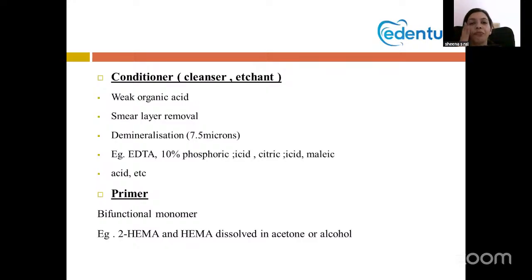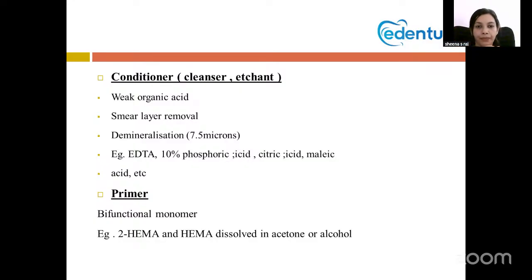Primer means we know the composite is actually hydrophobic in nature, like it hates water. But our tooth is what? Hydrophilic, because it contains water. So these are two opposite characters which are coming together. In between there should be something which holds the tooth and the composite together. That is primer. So primer is a bifunctional monomer. Means I am the primer, I have both the character of hydrophilic and hydrophobic. So the hydrophobic part goes and attaches to the composite. The hydrophilic part goes and attaches to the dentine.